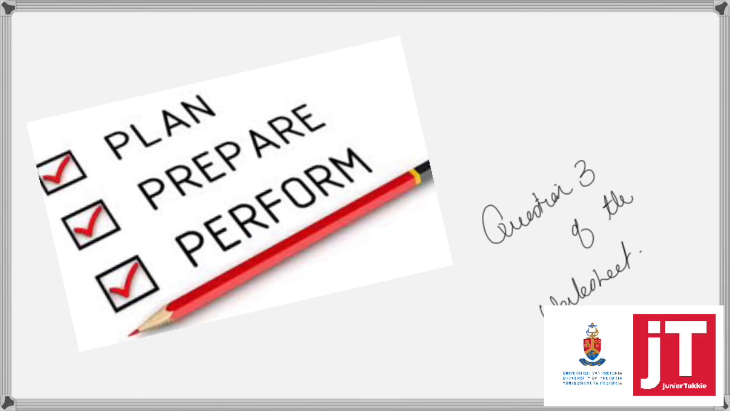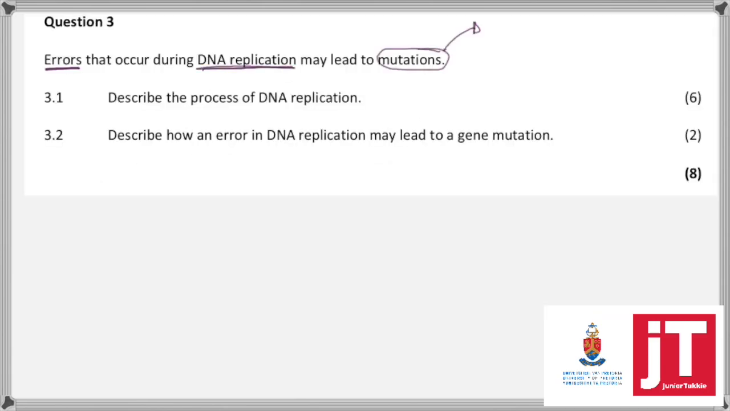But let's dive right in here to question 3, where we have a look at question analysis and some exam technique, and hopefully we can get into some good habits when answering questions in our final exams. All right, so let's have a look at question 3. Pretty straightforward here. We're looking at a 6-mark question and a 2-mark question for a total of 8. Here it refers to errors that occur during DNA replication.